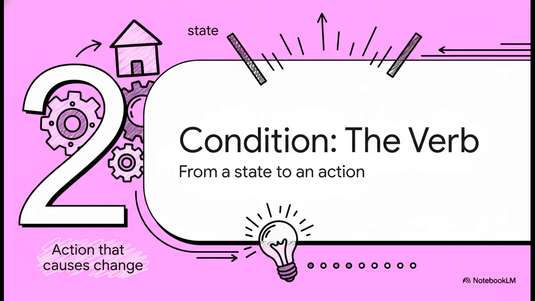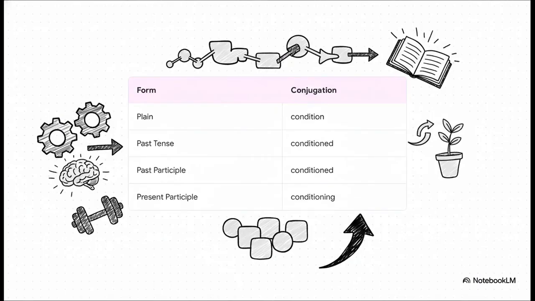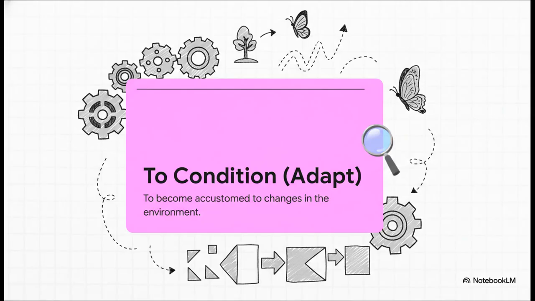But what happens when condition becomes a verb? Well, it transforms from describing a static state into an action that actively causes change. As a verb, to condition is all about action. It means to actively influence or shape the state of something or someone. It's truly a word of transformation. A key meaning of the verb is to train or adapt something or someone to a new situation. You know, it's the whole process of making a new environment or a new set of rules feel totally normal.